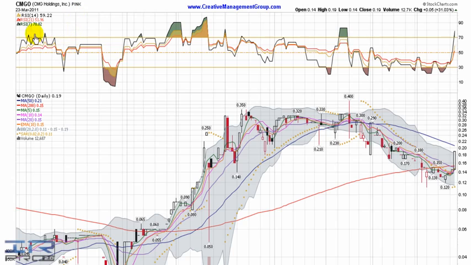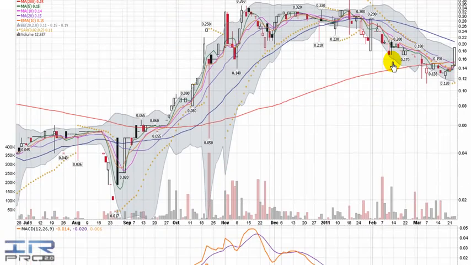CMG is a pink sheet company trading under the ticker CMGO. You see this made a great move yesterday, up 31%. It's a lower volume play, only 12,000 shares traded.